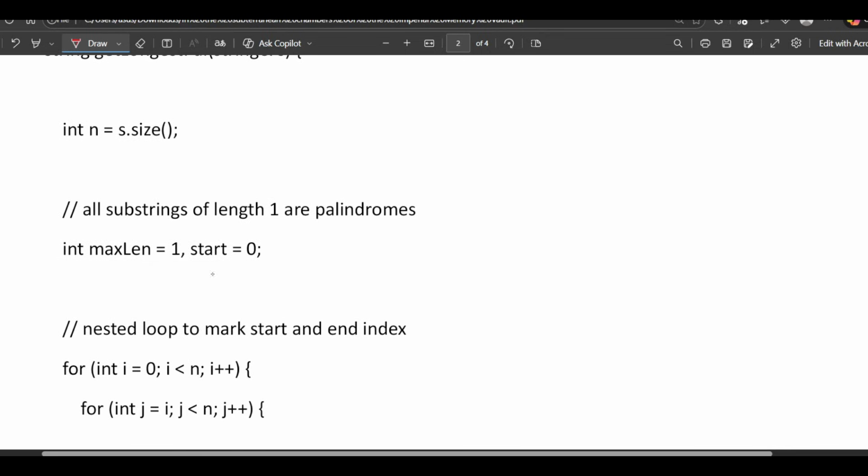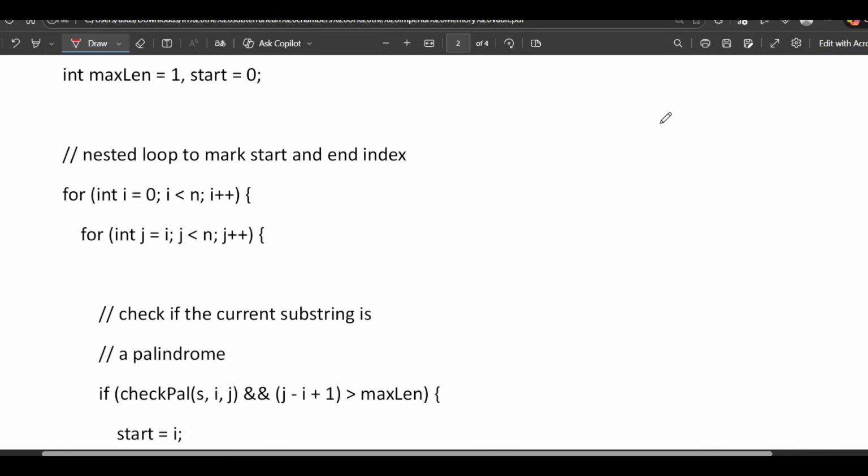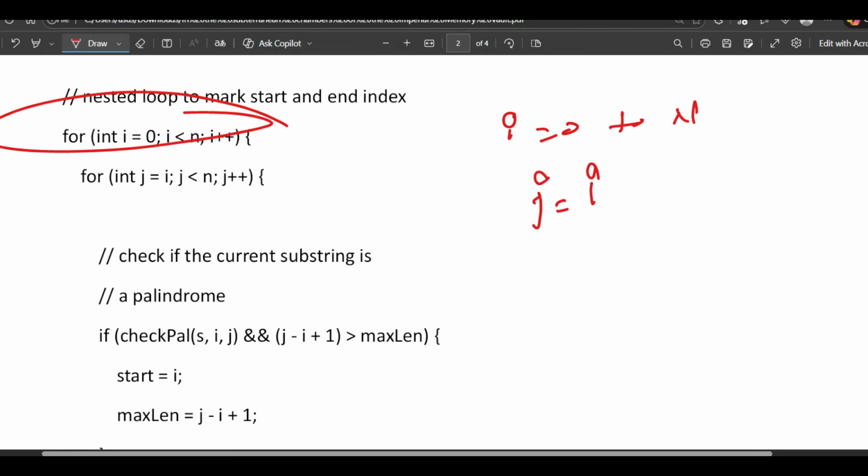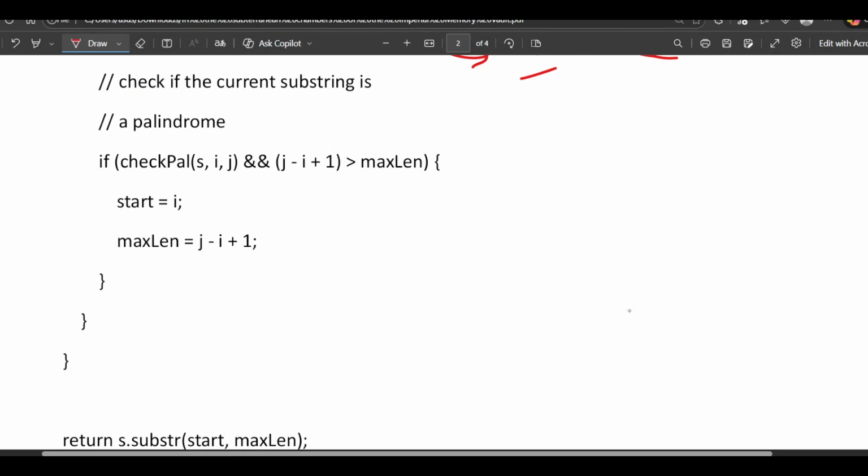First we will be generating all the substrings. To generate all the substrings, the first loop will be running from i equals 0 to n. The second loop will be running from j equals i, to j less than n. This is the internal loop. This way we can generate all the substrings, and for each and every substring we will be checking the palindrome.